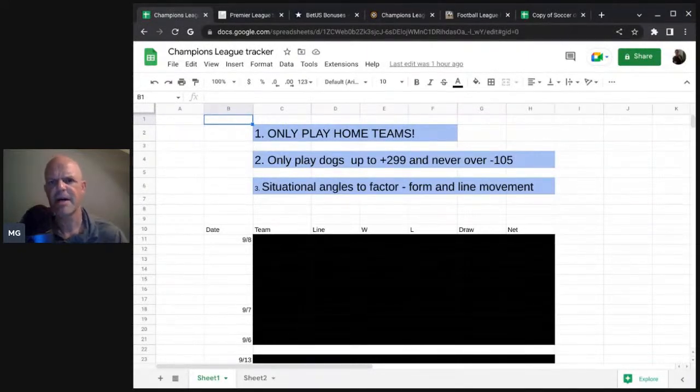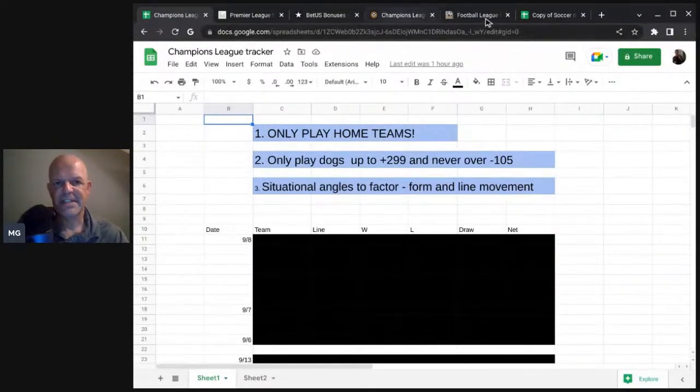And I'll show you the breakdown and what we average money line in this test that you're going to see. And then some other situational angles to factor. Again, this is relatively new. I've only been experimenting with this for the last couple of weeks. So a couple of things we might add. If we have a home team and they're plus 250, some other things we might consider are going to be form as well as line movement.